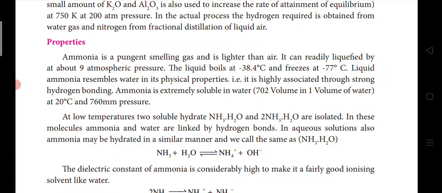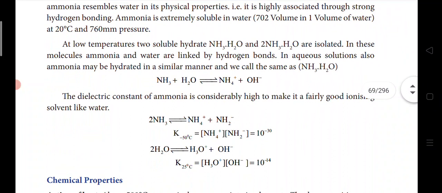Ammonia is extremely soluble in water, 702 volumes in 1 volume of water at 20 degrees Celsius and 760 mm of mercury pressure. At low temperatures, two soluble hydrates, ammonia hydrate and diammonium hydrate, are isolated. In these molecules, ammonia and water are linked by hydrogen bond.